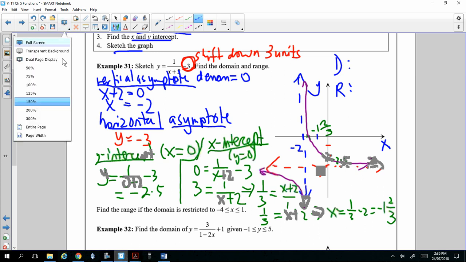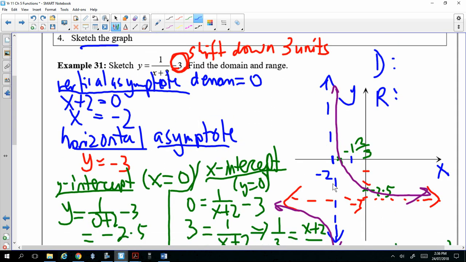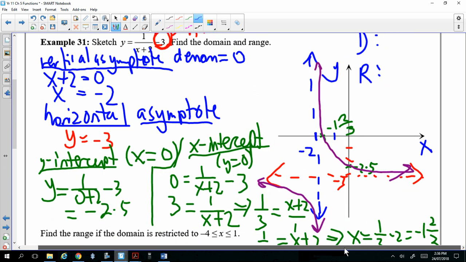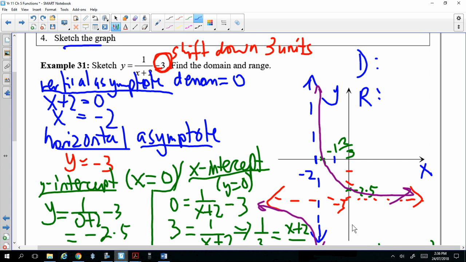Okay, domain is... no, next ones will be enough. All real x except x can't be negative 2, and the other one's all real y except y cannot be negative 3.